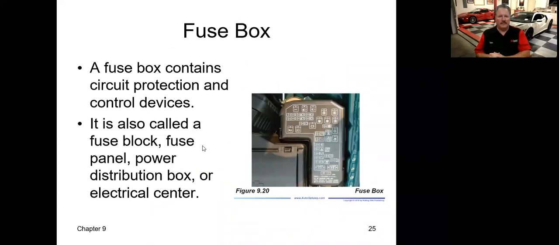A fuse box contains circuit protection and control devices like fuses. It's also called a fuse block, fuse panel, power distribution box, or electrical center. You may have a couple of spots for this out underneath the hood. You may have one or two of these underneath the hood, and you may have one or two even inside the vehicle, on the kick panel or underneath the dash.